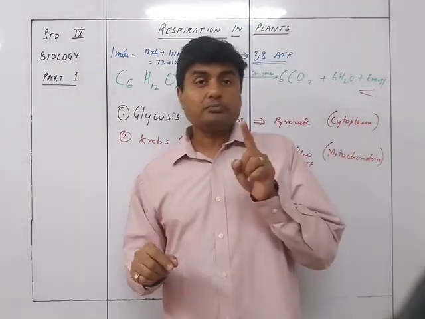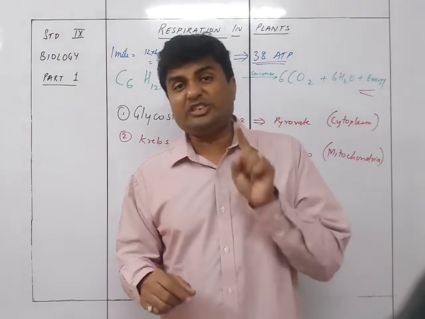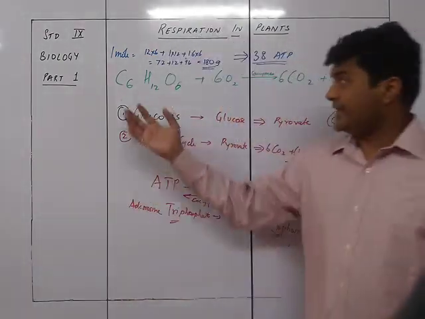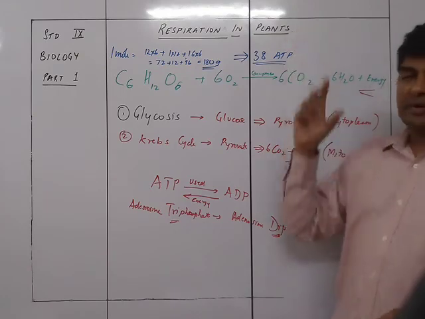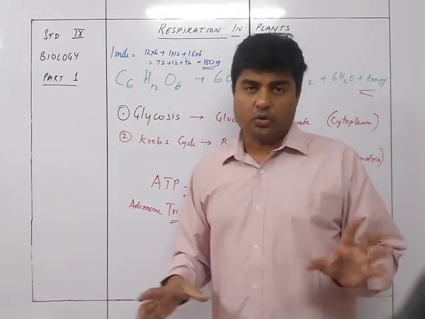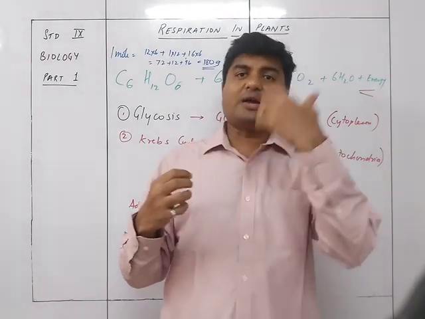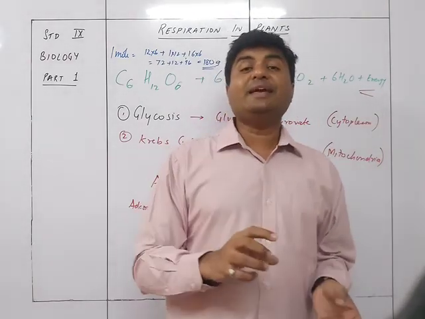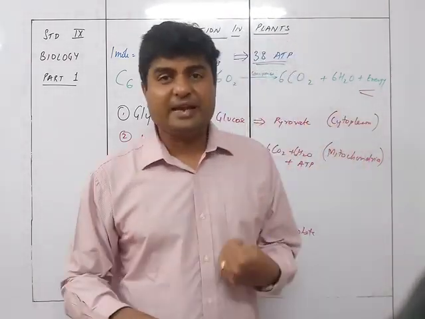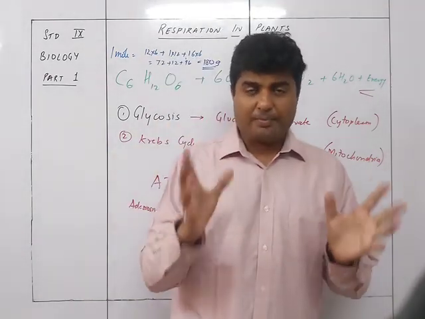But that doesn't mean that the gaseous exchange, that is taking in oxygen and giving out carbon dioxide, takes place in each and every cell. No. Taking in oxygen from the atmosphere and giving out carbon dioxide into the atmosphere is done only at three places in the plant body.